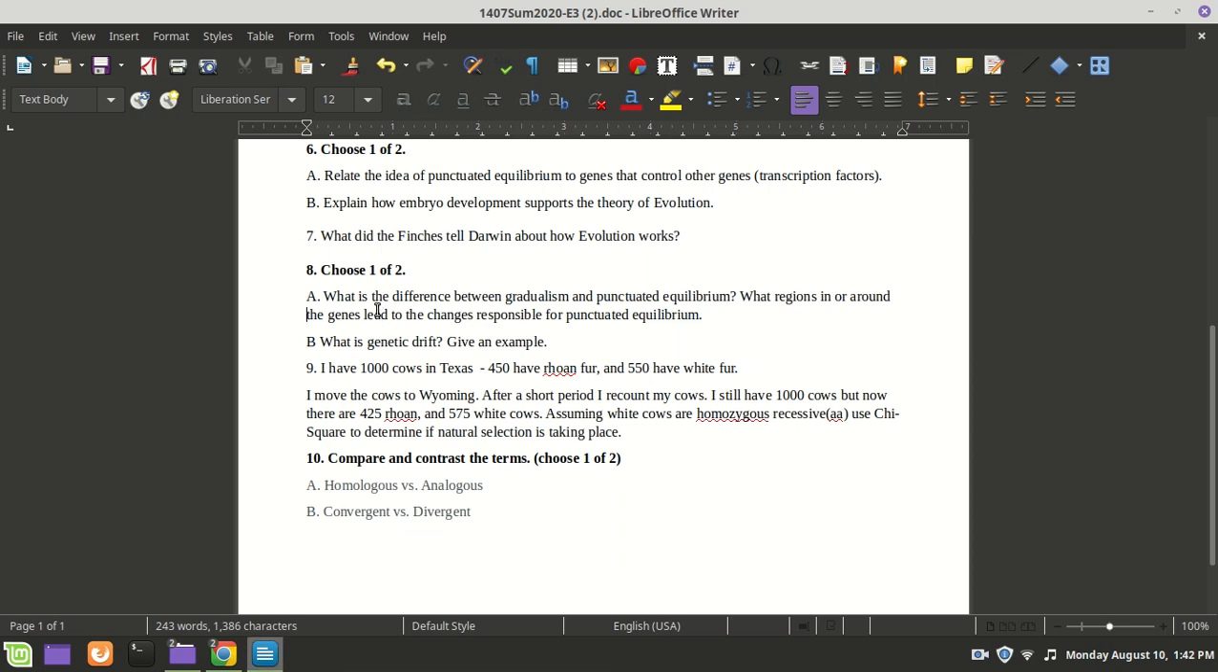A is related to things we've talked about, very central to this course. B is actually the easy one. Oop, I see a typo there. Let's put a dot here. So what is drift? Give an example.